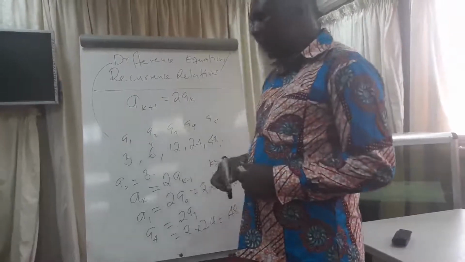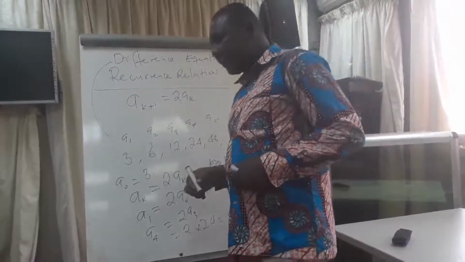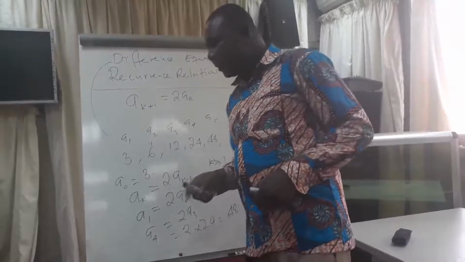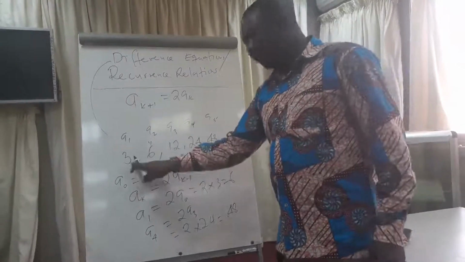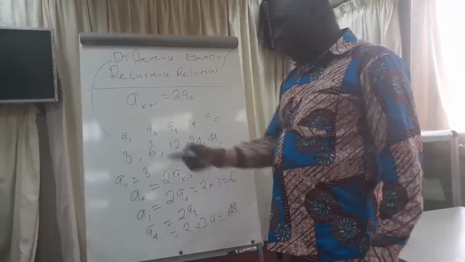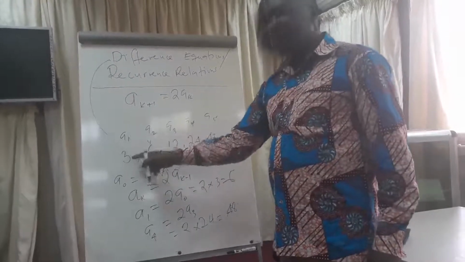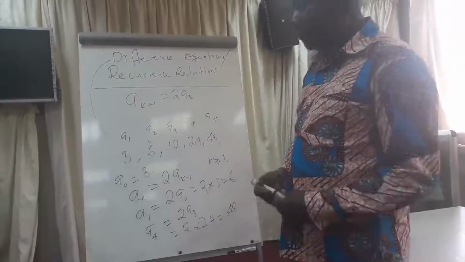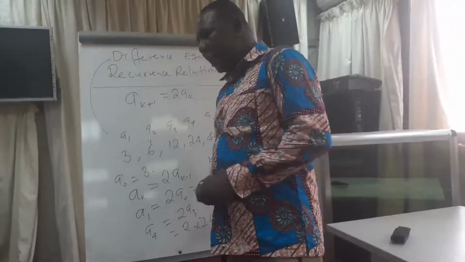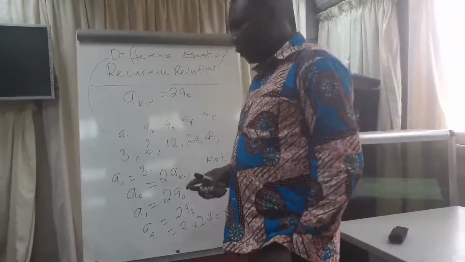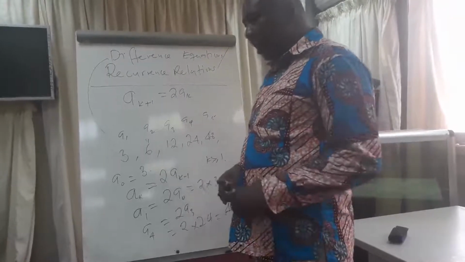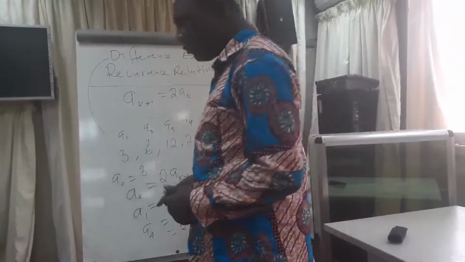Now the equation A0 is equal to 3, which gives a specific value to one of the terms, is called an initial term. So our A0, which we pick to be 3, is called an initial term. Or if we take A1 to be equal to 3, we call that an initial term, or initial condition.